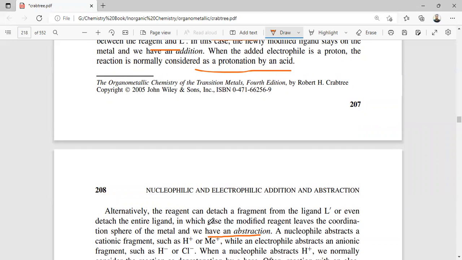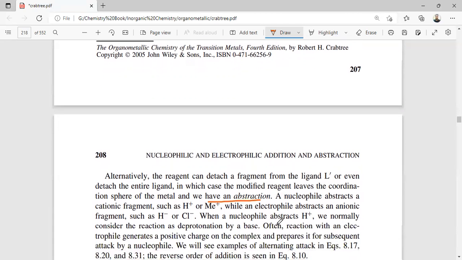In the one case, the ligand stays in the ligand framework and a new ligand form is formed. But in the other case, the entire ligand or some part of the ligand is detached upon attack by the nucleophile or the electrophile, which detaches from the coordination site of the metal center. That case we call an abstraction.